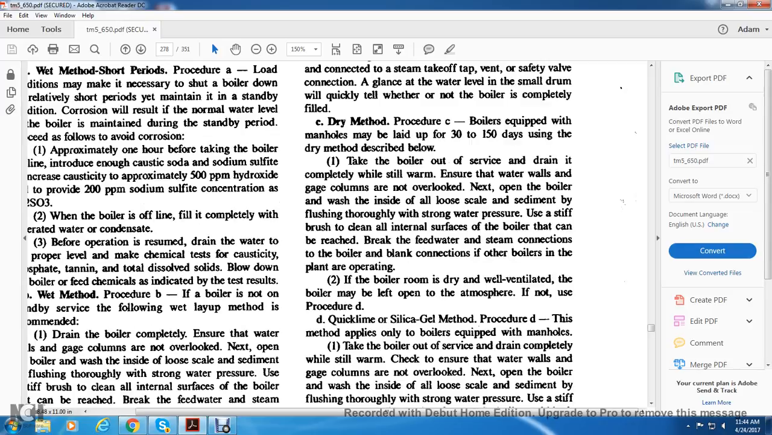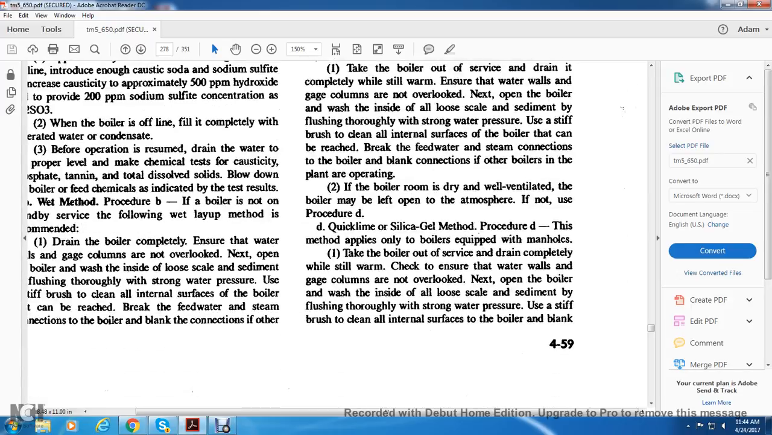1. Take the boiler out of service and drain completely with the steam off, ensuring the water walls and the gauge columns are not overlooked. Next, open the boiler and wash inside with a loose scale and sediment by flushing through with strong water pressure using the stiff brush. Clean so all internal surfaces of the boiler can be reached. Break the feed water and steam connection with the boiler and blank the connection if other boilers in the plant are operating. 2. If the boiler room is dry and well ventilated, the boiler may be left open to the atmosphere and not used.